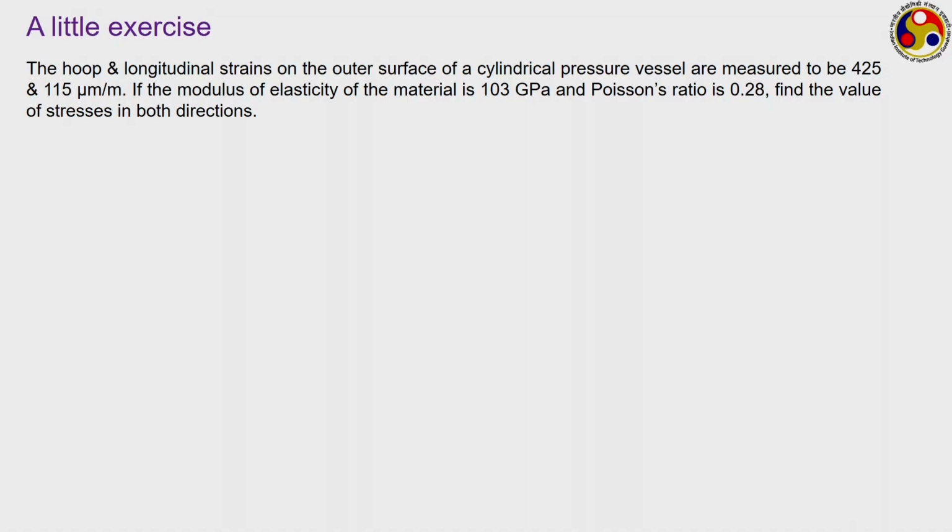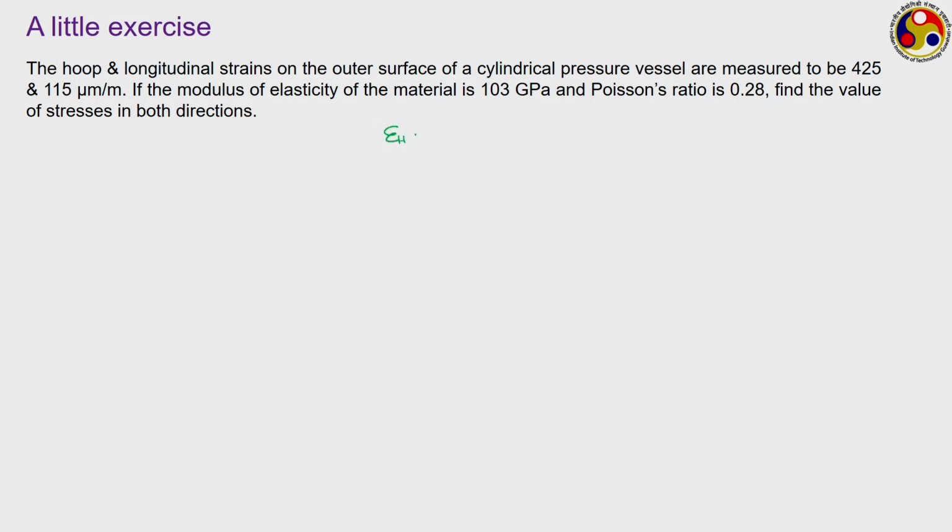This is not related to strain gauges, this is just related to the definition of stress and strain. So, just read the question carefully. Here we are talking about a cylindrical pressure vessel. The magnitudes of the hoop and longitudinal strains on the outer surface of that cylindrical pressure vessel are given. So, the strains are given.